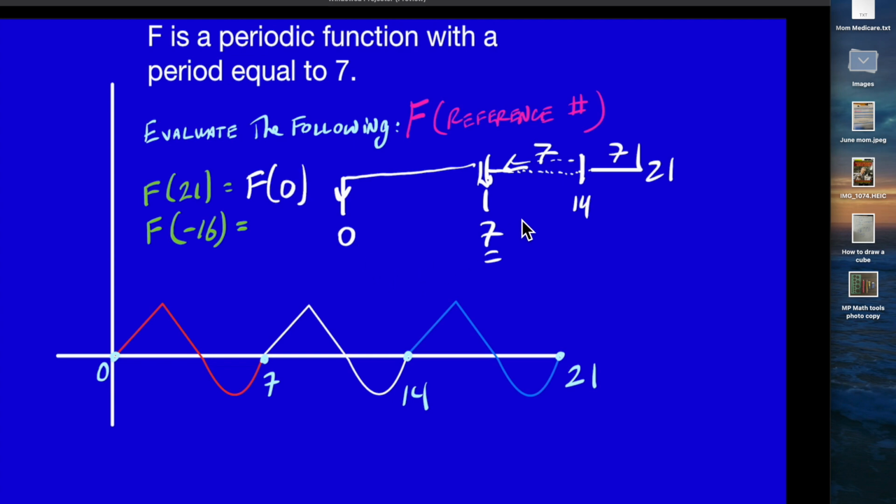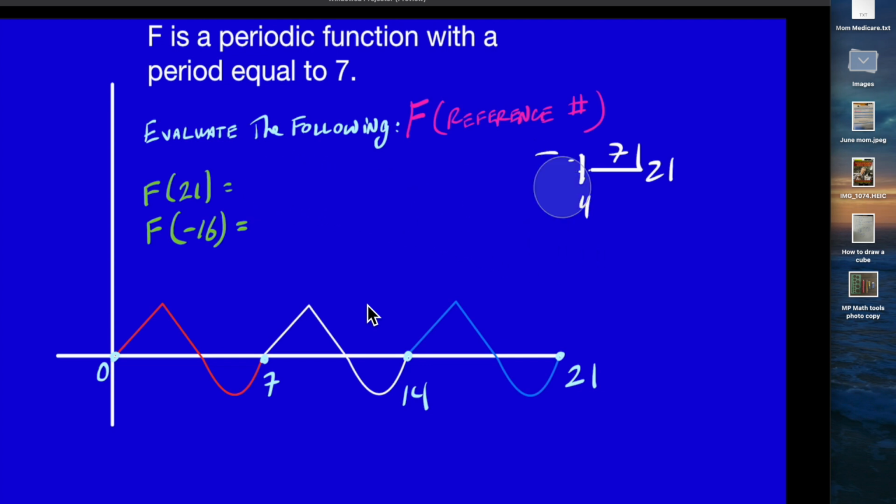Now, why are we moving in multiples of 7? Because that's the period. The period is what gets you to the same point in the cycle to the right or to the left. Let's go ahead and do the next one. We have f of negative 16.